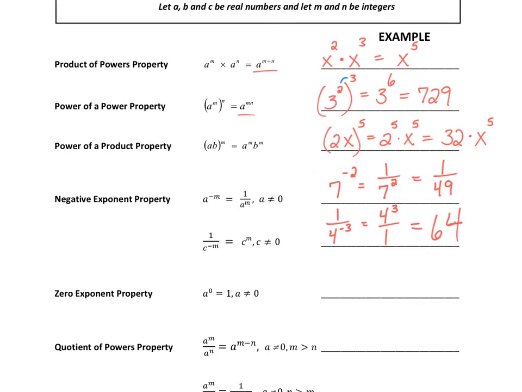The zero exponent property says anything to the 0 power will always equal 1. So if we have 6 to the 0 power, that will equal 1. If we have x to the 0 power, that will also equal 1. Anything that goes to the 0 power is going to be 1.